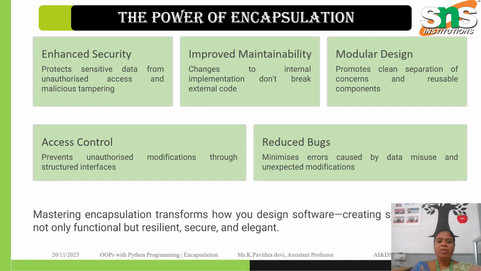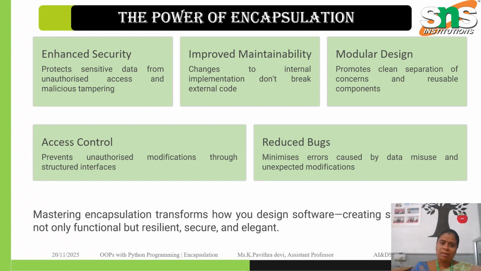Next one, the power of encapsulation. Encapsulation is a powerful principle of object-oriented programming that ensures data security, control, and clarity by binding data and methods into a single unit, the class, and hiding internal details from the outside world. Why is encapsulation powerful? First one is data protection. It prevents direct access to sensitive data and allows access only through controlled methods. For example, self.__password is hidden from outside the class.